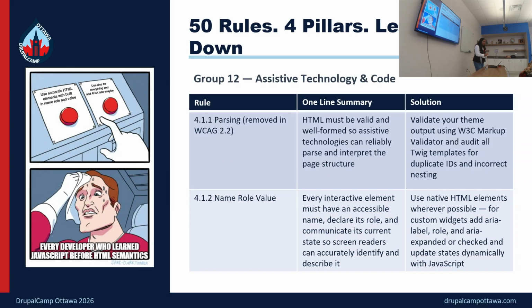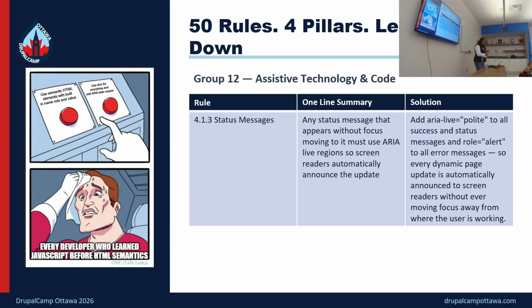Then moving on to the last rule, that is 4.1.3, status messages. Any status messages that appear without focus moving to them must use an aria-live region so the screen readers automatically announce the updates. Now, in this scenario, we need to create a balance. If you're having any information dynamically popped up on your screen, you need to mention it to the screen reader. It should read that the pop-up has occurred or an error has occurred.